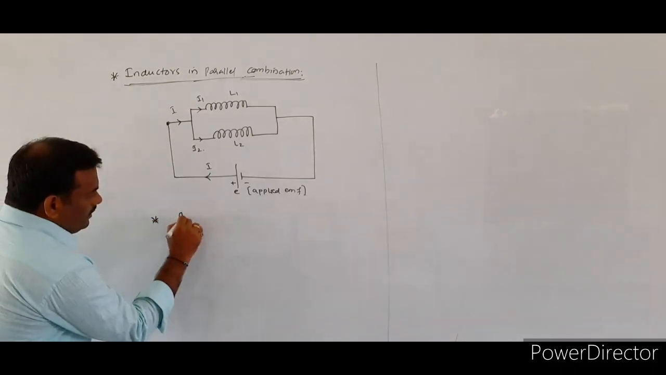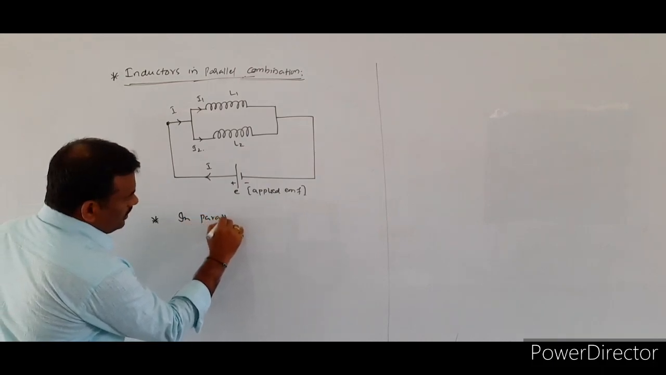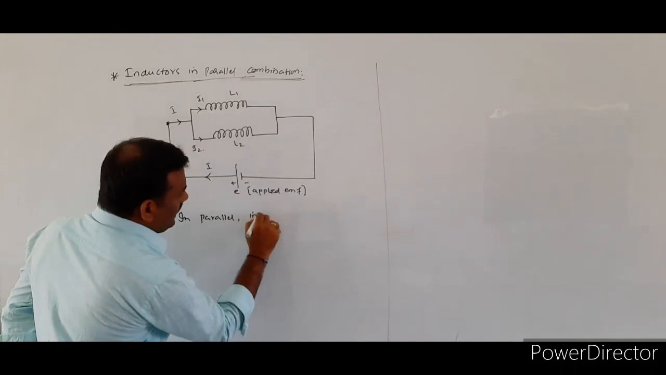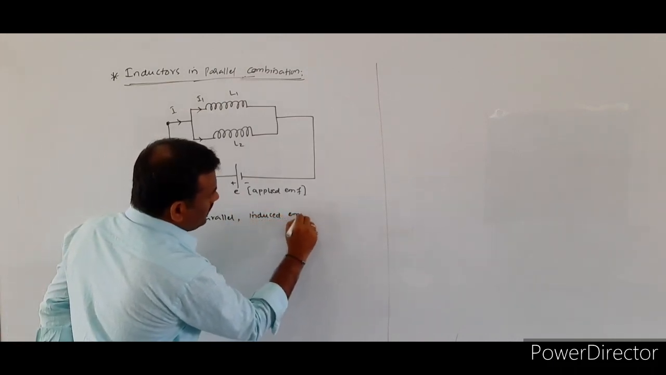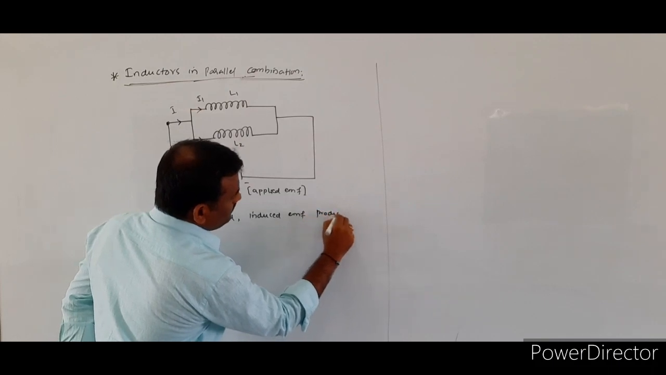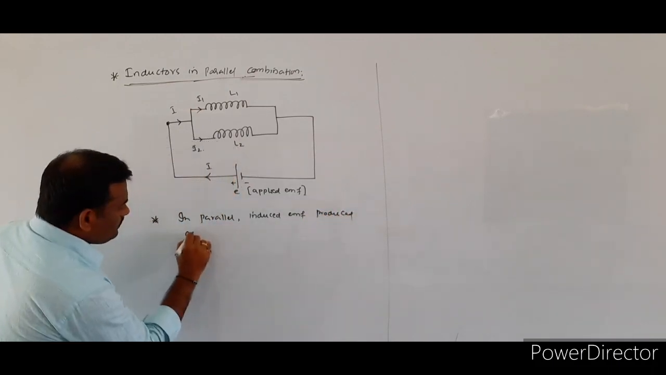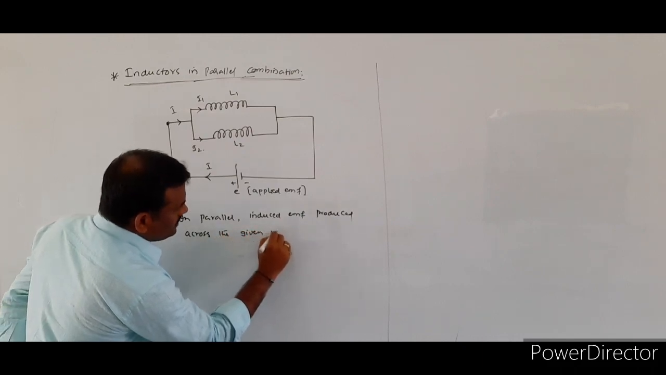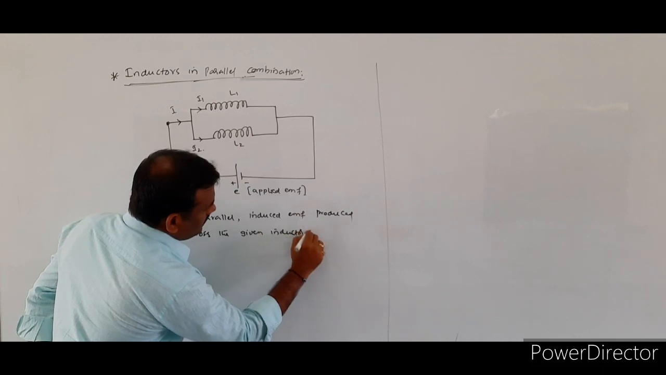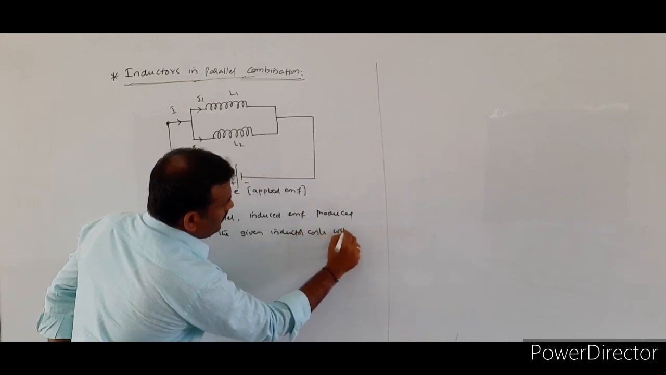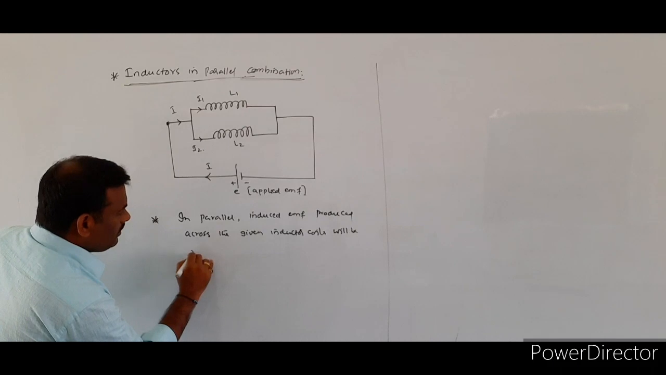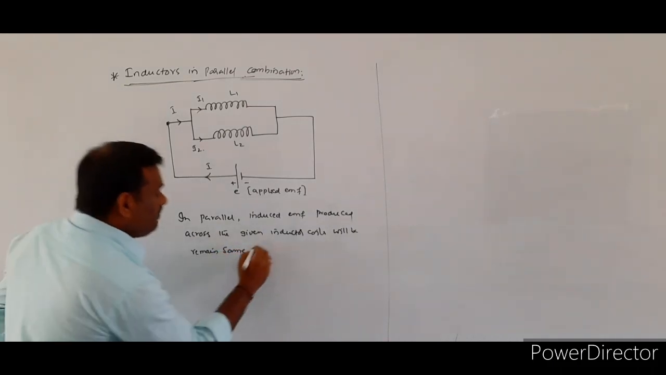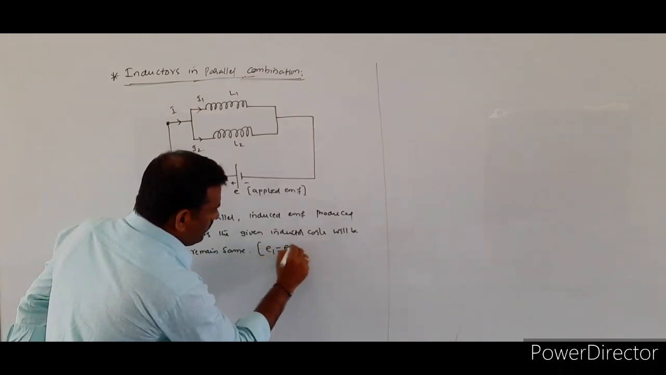We know that in a parallel combination of inductor coils, the induced EMF produced across the given inductor coils will remain the same. That means E1 is equal to E2.